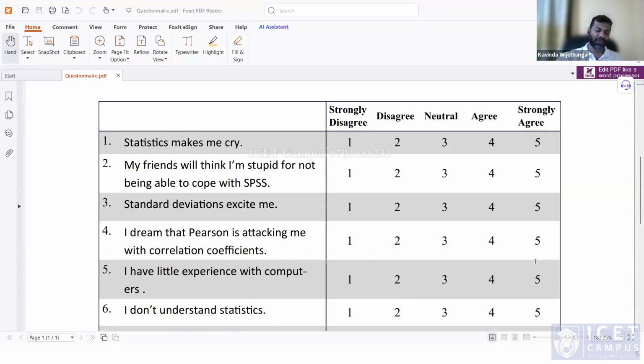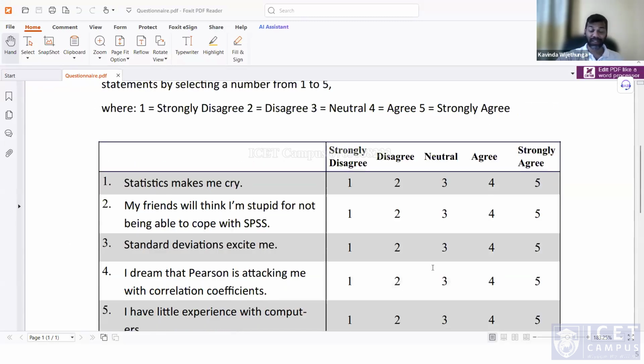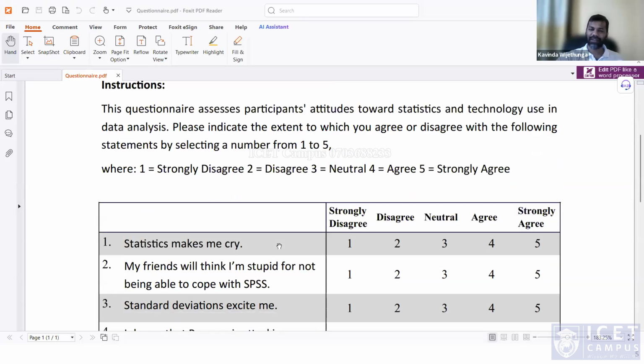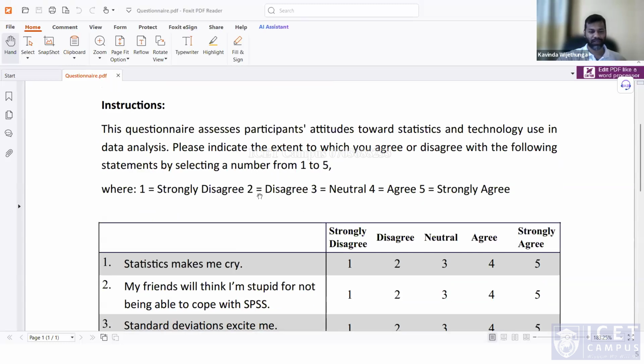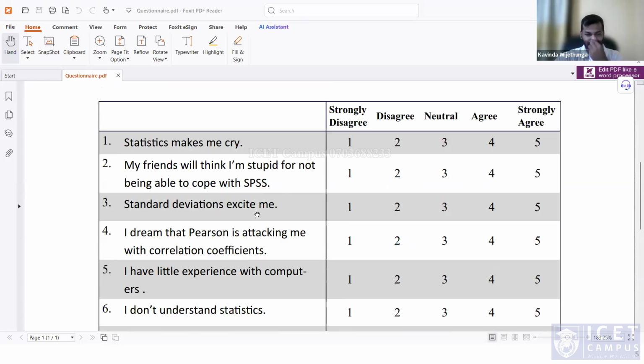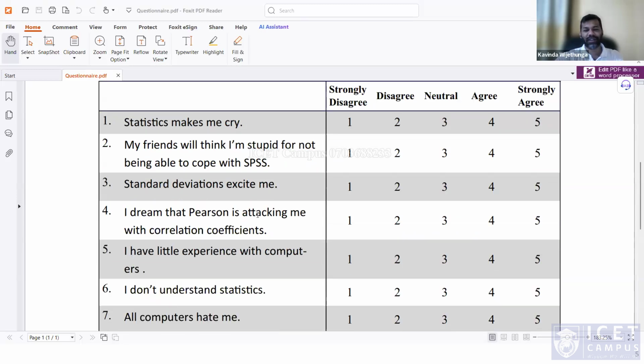So these are the questions in this. It means these are the items in the questionnaire. So then these are the observed variables. The unobserved variable is SPSS anxiety, so we can measure that SPSS anxiety through these items. Right? The first one is statistics makes me cry.